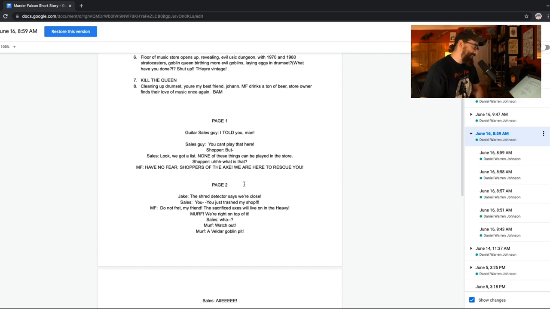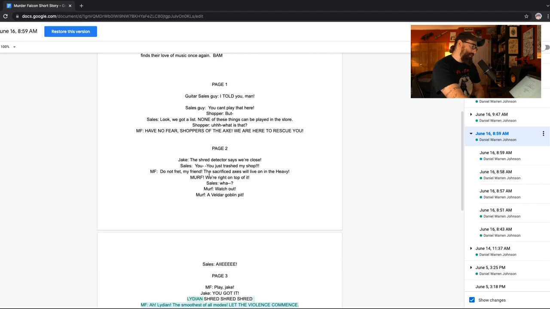So let's see. We got page two. I'm imagining that Jake's coming out of the van that they drove through, right? And I probably should have written this down, but this is how much it's already in my head. Usually I would say, Shopper, oh, what's that? And then I would write something like, Murder Falcon and Jake drive through the store window in their van and land. They hop out and are ready to fight. And Jake has the shred detector, this thing that identifies monsters.